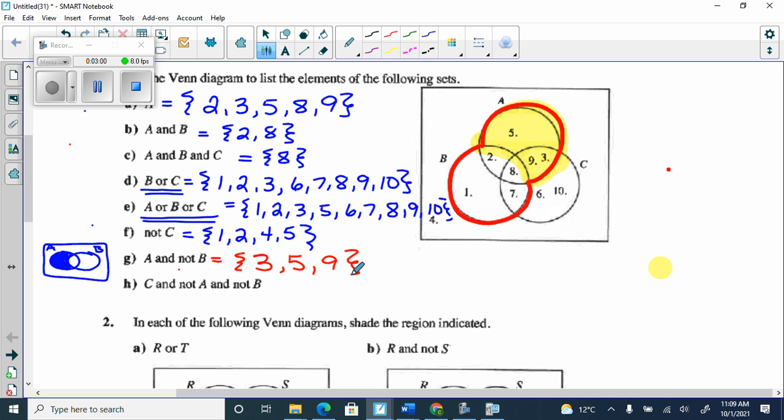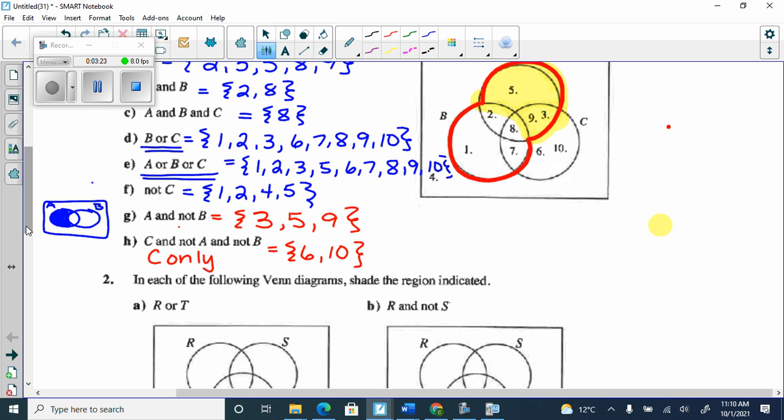Three, five, nine. Then we want C and not A and not B. So if I want C and not A and not B, I want C only. That's all that means. This is the same as saying C only. So what's in C only? Which means no overlap. What numbers are there? 6 and 10. Nope, because 4 is not in C.